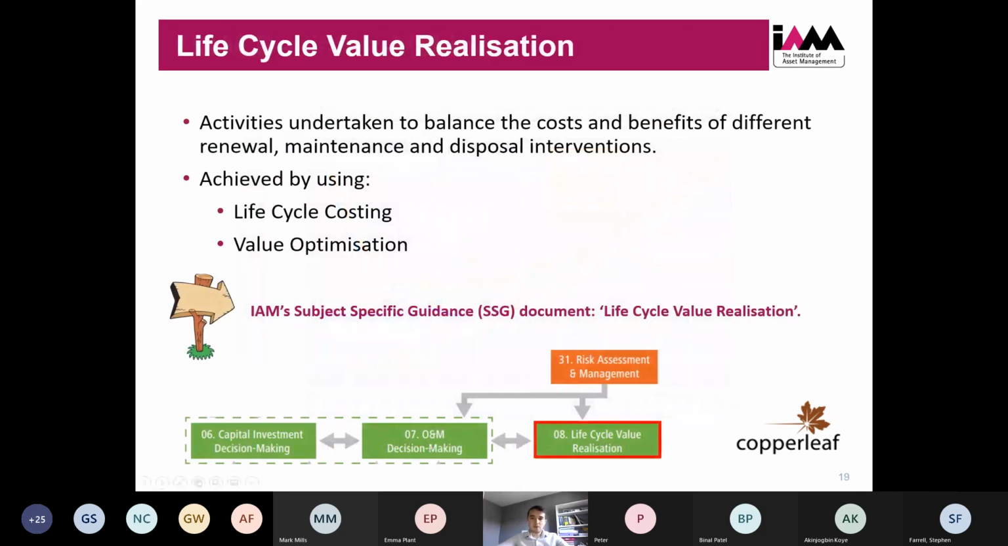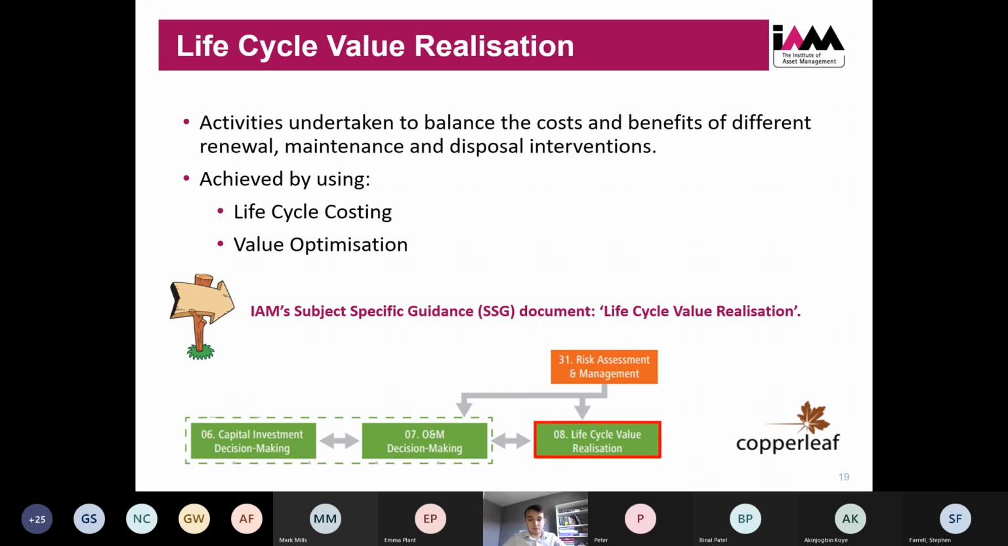Okay. So the next subject, life cycle value realization, covers the activities done to balance the costs and benefits of different renewal, maintenance, or disposal interventions. So as is shown on the diagram extract at the bottom of this slide, you can see that the activities draw from, but also feed into, the previously mentioned decision-making subject areas. They require the optimization of life cycle costs and the value obtained from the asset over the period for which the organization is responsible for managing them.